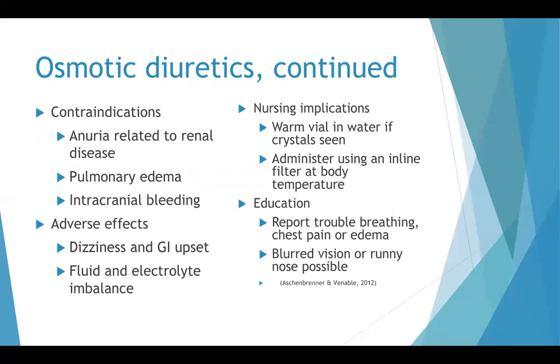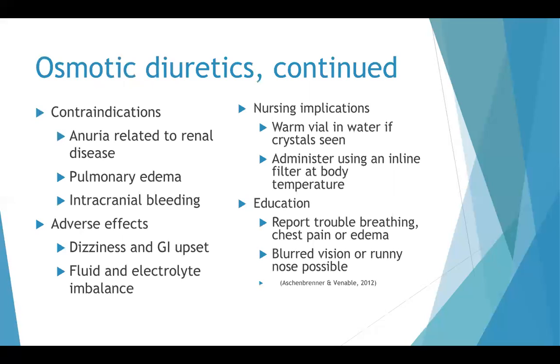Contraindications to osmotic diuretics: it's contraindicated in renal disease, in pulmonary congestion, and for anyone with intracranial bleeding. It should not be used in someone who is severely dehydrated. Osmitrol should be used with caution in patients with CHF, renal disease, and electrolyte imbalance. Adverse effects from this drug include hyponatremia, so low sodium, either hyper or hypovolemia, CHF, or pulmonary edema related to sudden expansion of extracellular fluid due to high dose or lack of kidney function.